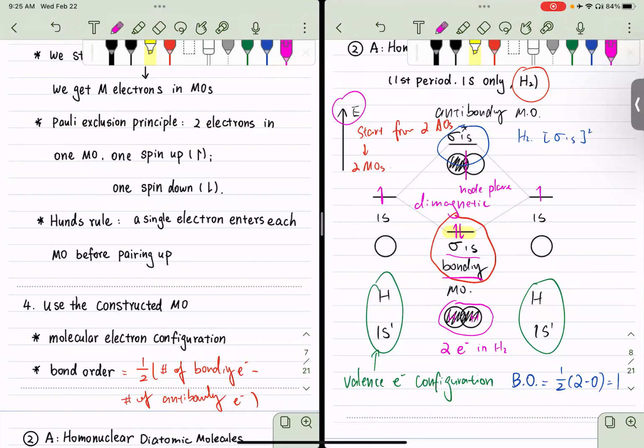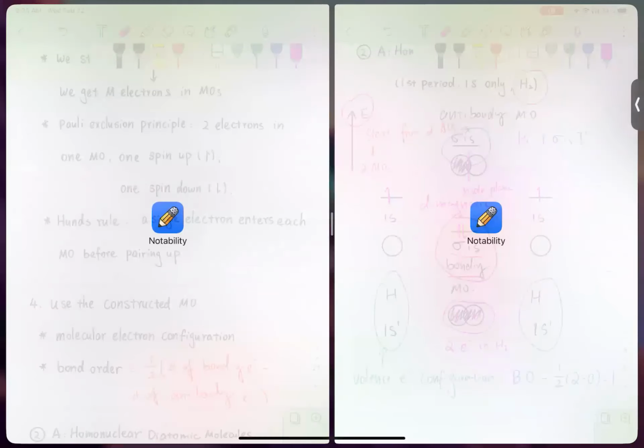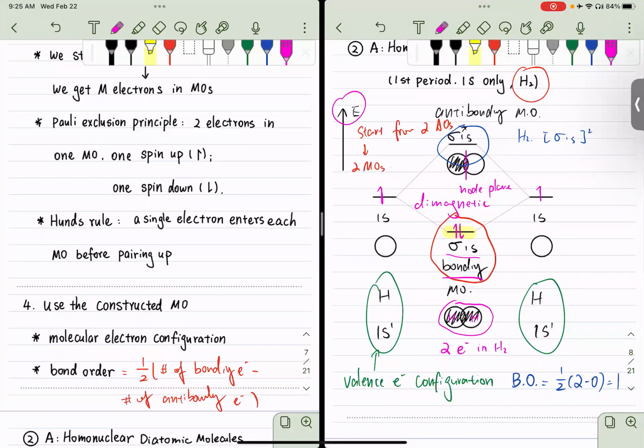Okay, any other questions? We'll do more examples and then we'll see how that applies. I had a question. Yeah, sure, go ahead. At the top right of the right screen, where did you get the H2 equals sigma 1s squared? This one? Yes.